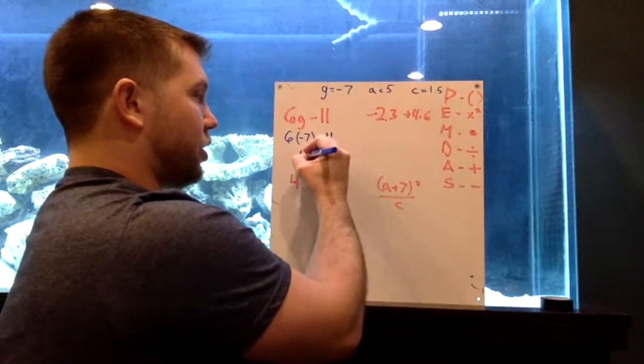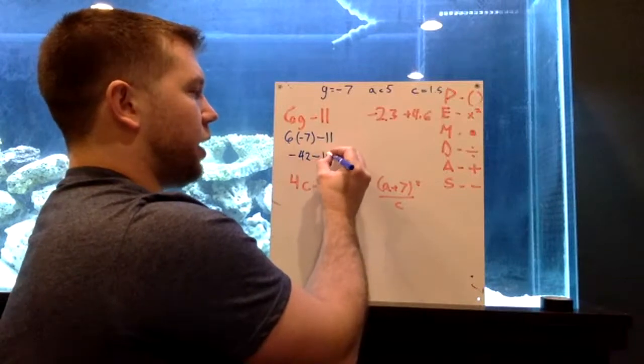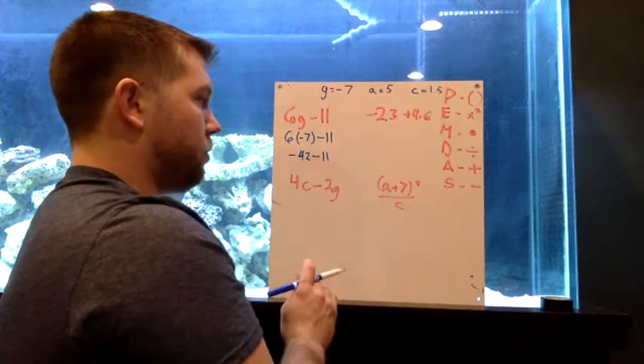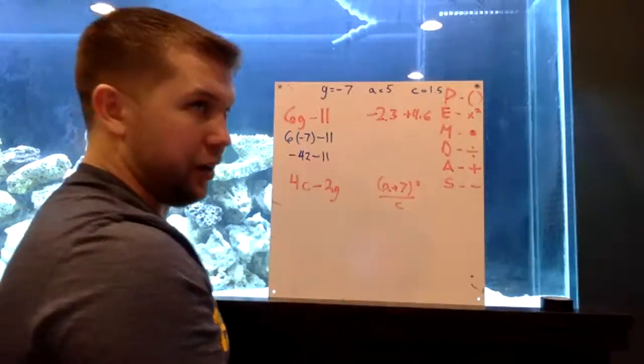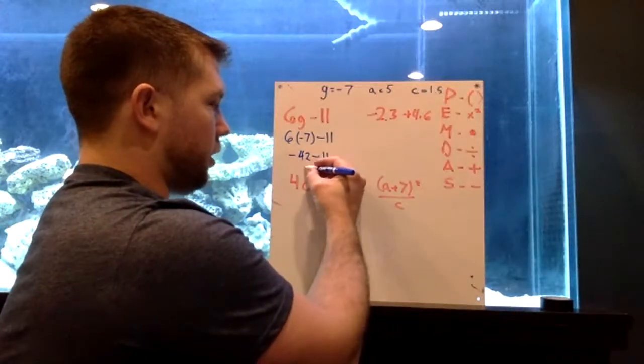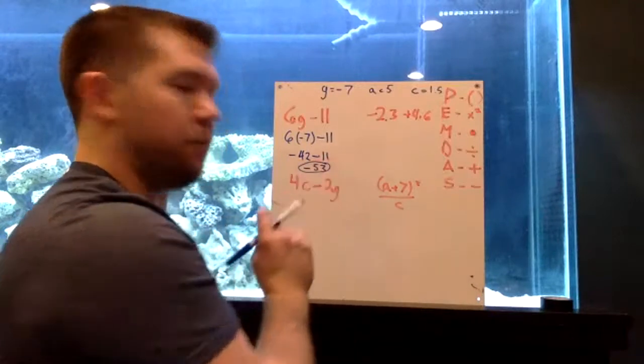I know 6 times 7 is 42. I know positive times negative is negative. And I'm subtracting 11 from 42. And so if I have a negative number and I'm subtracting a positive, I'm going further into the negative. So I'm going to combine these terms and get a negative 53. So there's my answer for that one.